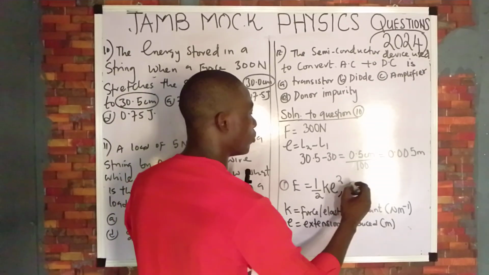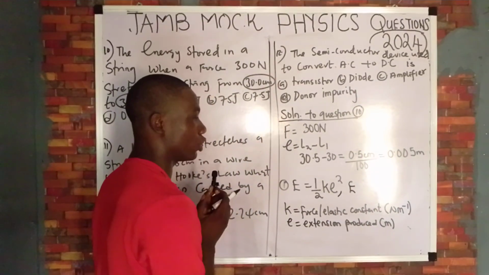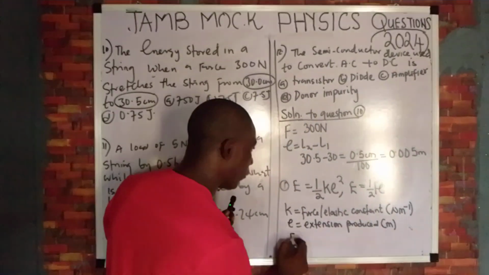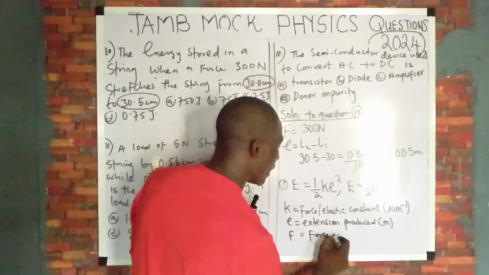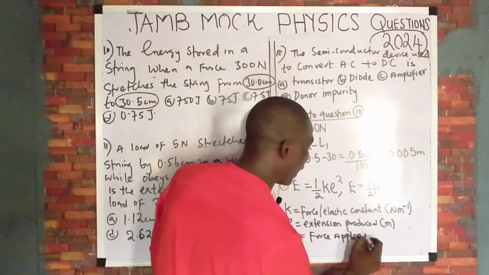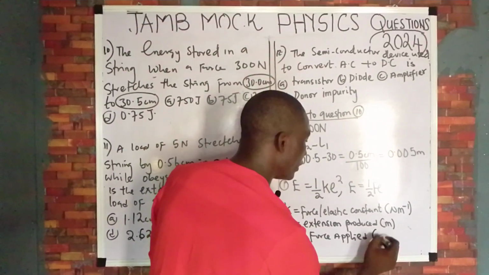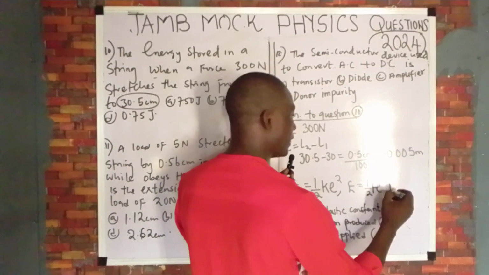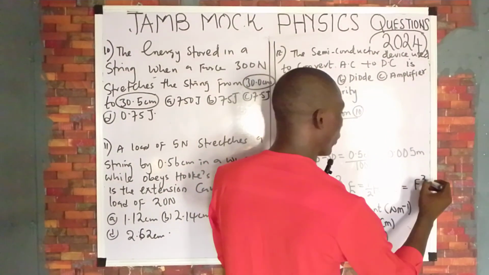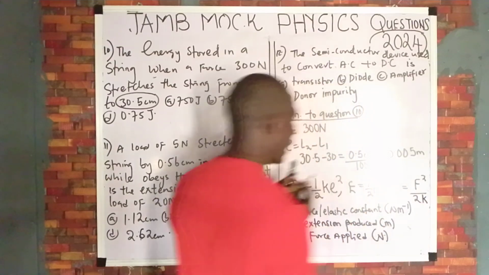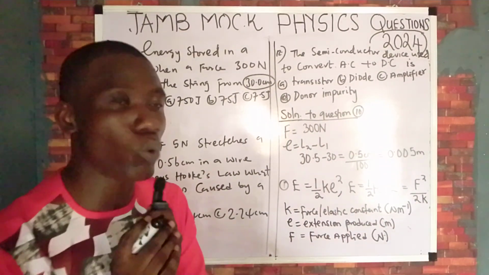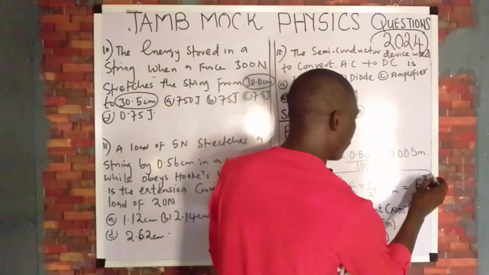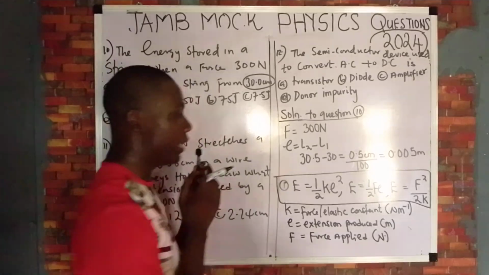The other formula that I also use to calculate the energy stored is 1 over 2 F e. Your F is known as your force applied. You can call it the force applied or you call it the load. And the load is measured in what? In Newton. The third formula is energy is equal to F squared over 2K. So there are 3 formulas here that are used in solving problems involving the energy stored in the string. Please take note of these 3 formulas. They are very, very essential.